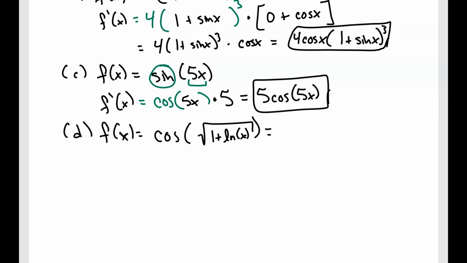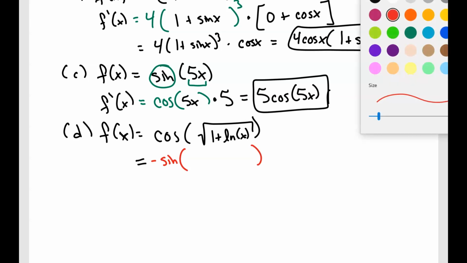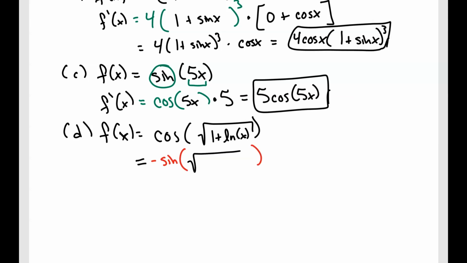Okay, so this one's a little bit involved because there's a lot of things going on. Notice that you have something inside of the cosine and something inside of the square root. So let's start off with the outside function first. What's the derivative of cosine, which is the outside? The derivative of cosine is just going to be negative sine. We're going to leave the inside by itself. It's going to be the square root of 1 plus ln of x.